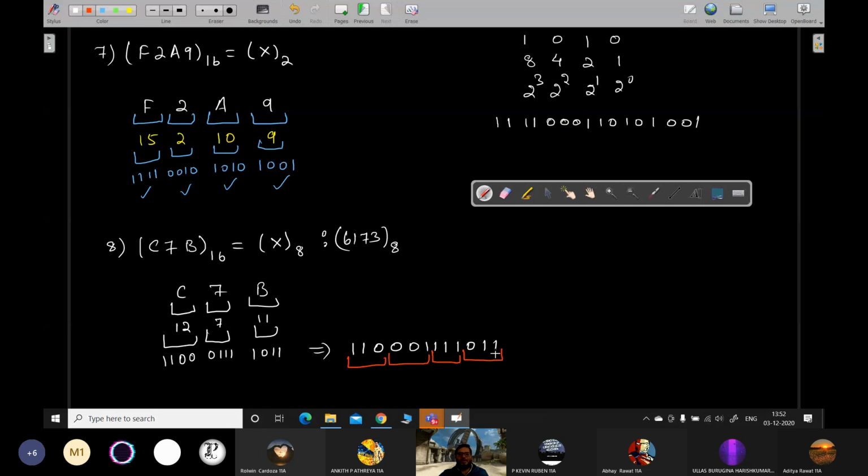Okay, so this will be 1, 2, that means 3. This 111 is 7. 100, this is 1 only, and this is 4 plus 2, 6. 6173. So your answer is 6173. That is correct.